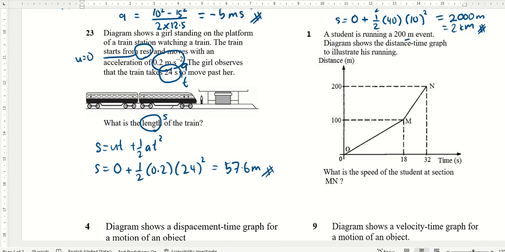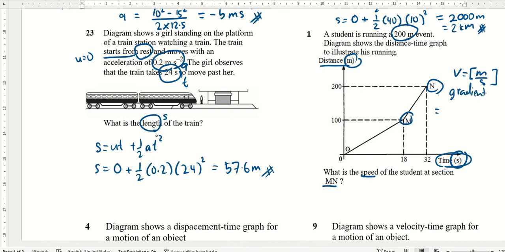Next, we have a student running a 200-meter event. For this one, we have a distance versus time graph. We want to find the speed from m to n. Because the unit of speed is meter per second, over here is meter, over here is second. So we want to find the gradient. Gradient equal to 200 minus 100, up here is meter, and below is 32 minus 18 second. So it gives us 7.14 meter per second. Okay, that's the answer.